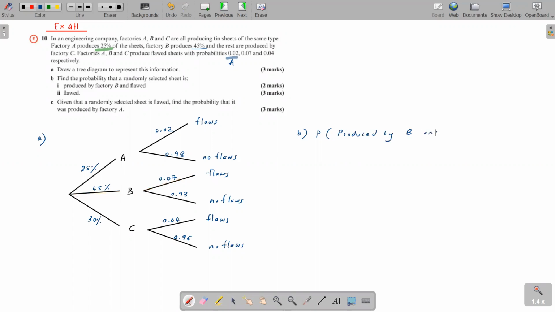All you have to do is multiply the probabilities, right? 45% into 0.07. So get me the answer. 45% is 0.45 into 0.07. So we have 0.